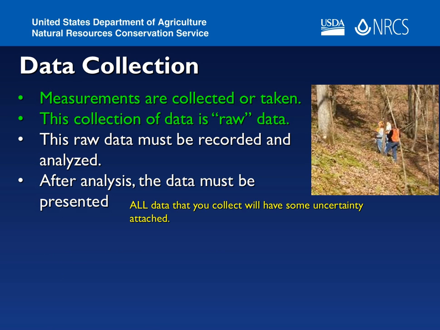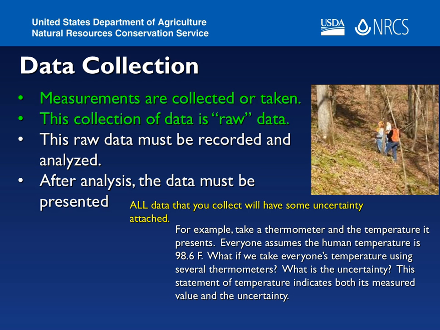So the first piece of data collection that we have to look at is uncertainty. And all lab data has uncertainty. And to give you an example of what is uncertainty, everybody assumes that the human temperature is 98.6 degrees. That's normal. So if you took 5 different thermometers and you measured a person's temperature with those 5 different thermometers, what would be the uncertainty?